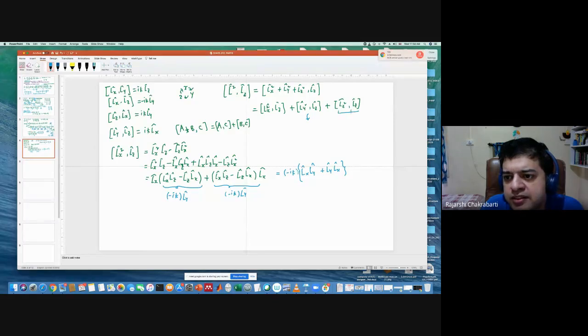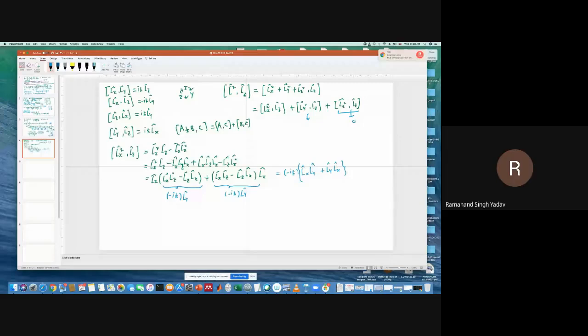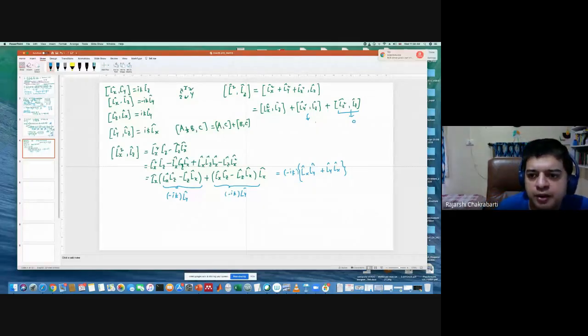Now, first of all, Lz square Lz, what is the answer? This one is very easy. Zero. And whenever I do Ly square Lz, what am I going to get?